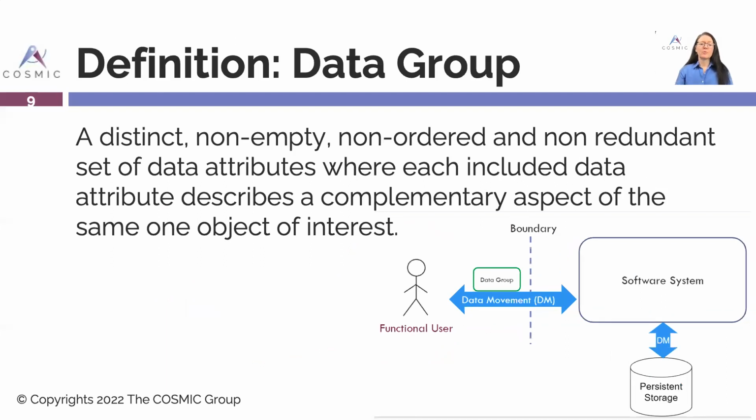The data group, because a data movement carries a data group that is moved as a whole by a data movement, and that data group is a distinct, non-empty, non-ordered, and non-redundant set of data attributes, where each included data attribute describes a complementary aspect of the same object of interest.